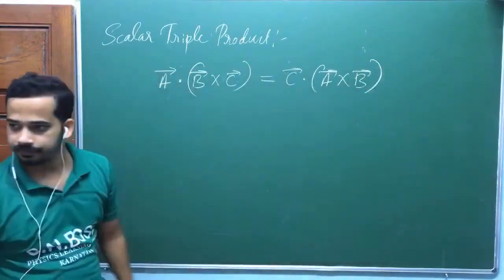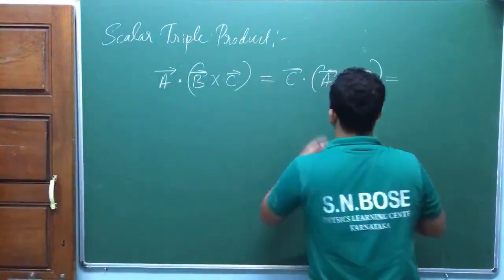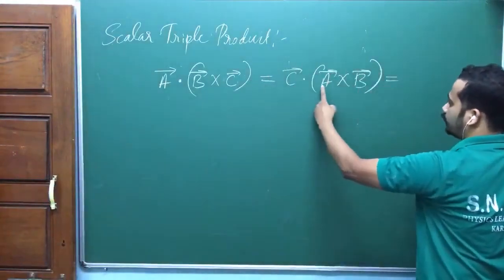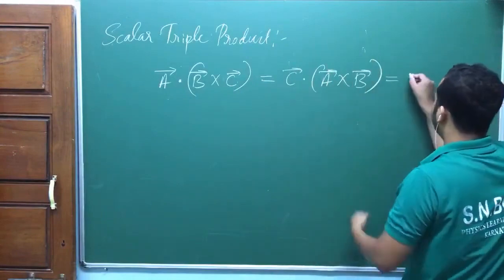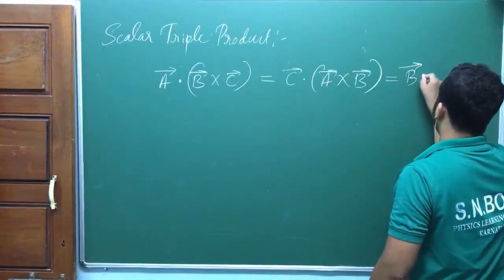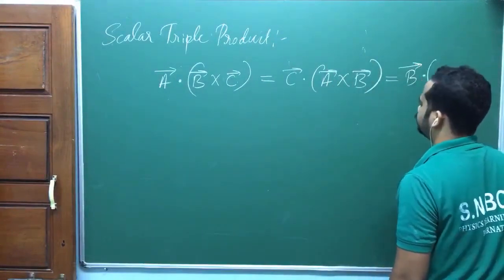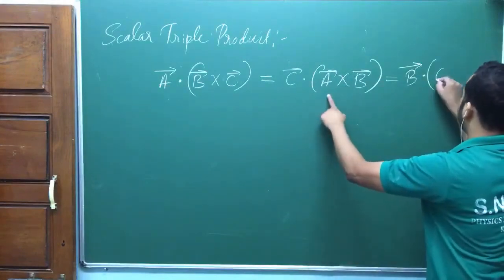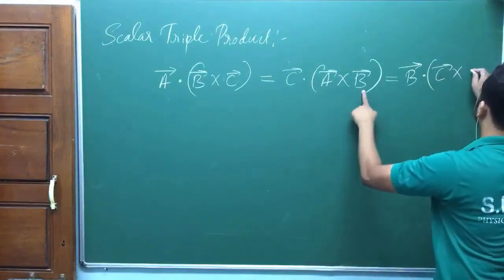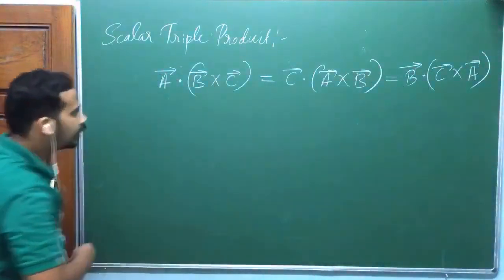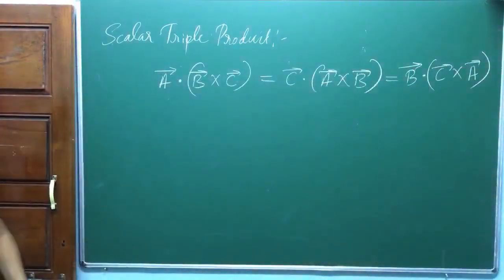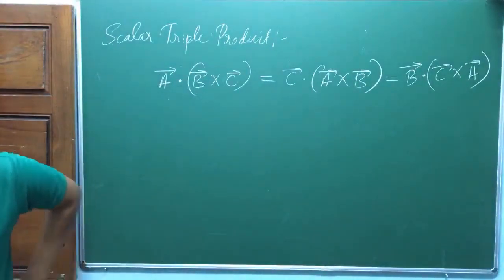These two are equal. Again, change them in a cyclic order: C goes to the position of A, A goes to the position of B, B goes to the position of C. B dot C cross A. We call this a scalar triple product. All three are equal. Is that okay?